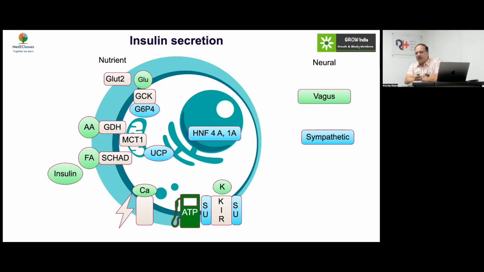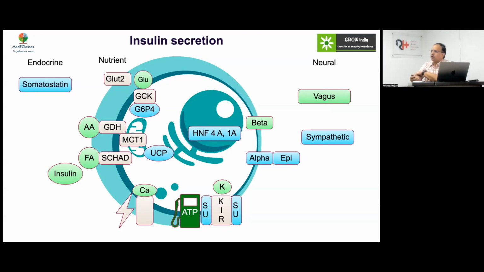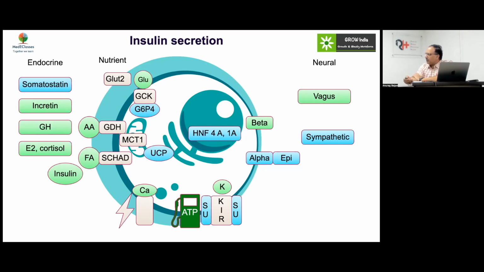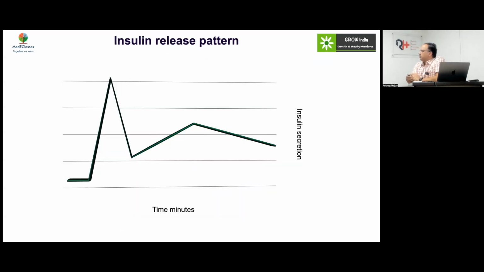There are other regulators of insulin secretion as well. So you've got beta and alpha, epinephrine and alpha. They will have different regulatory pathways which are antagonistic. You've got somatostatin, which will inhibit the insulin secretion, making it the drug of choice in any form of hyperinsulinism. You've got incretin, growth hormone, estrogen and cortisol. They all increase the insulin production. So incretin, we all know, is very important from the diabetes perspective as well.